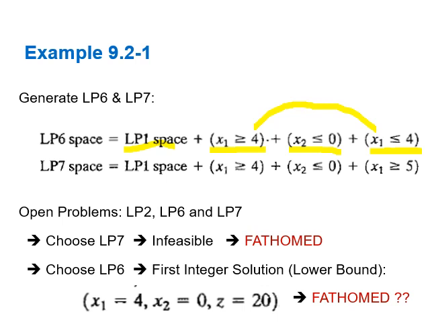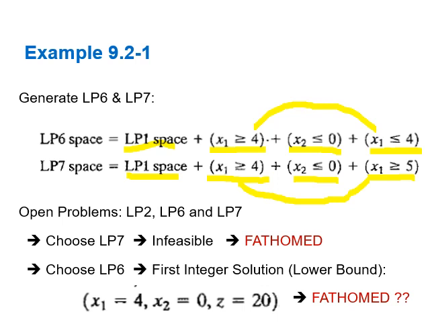In LP7, on the other hand, on LP1 we included x1 greater than or equal to 4, then x2 less than or equal to 0, and then we include x1 greater than or equal to 5. Again, when you look at these two constraints, if x1 is greater than or equal to 5, it means that x1 is already greater than or equal to 4. In fact, this constraint is redundant now, but it's not important. You can keep it, it will give you exactly the same solution.